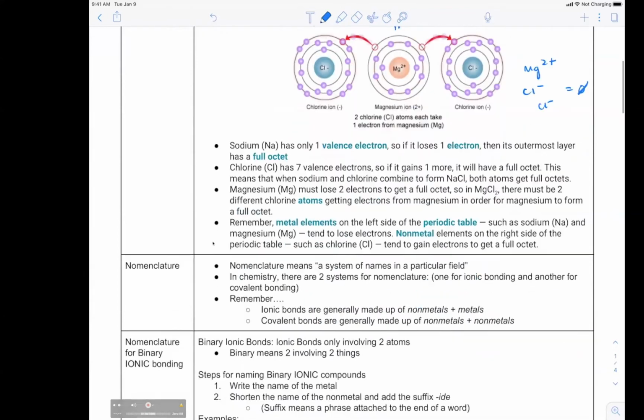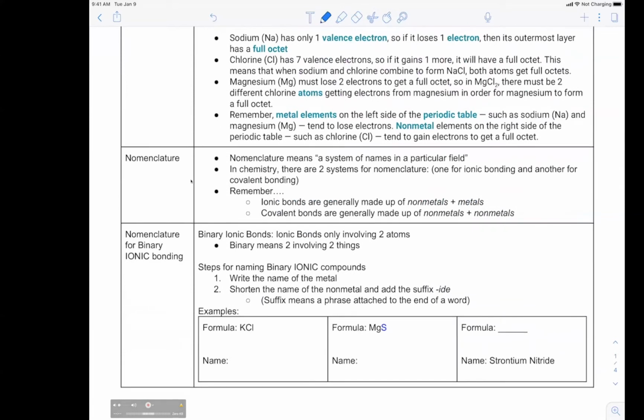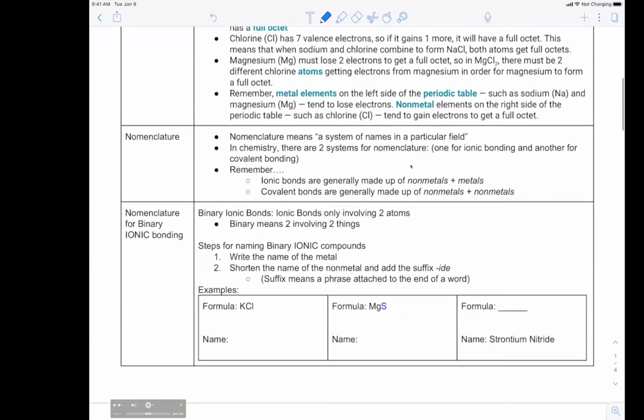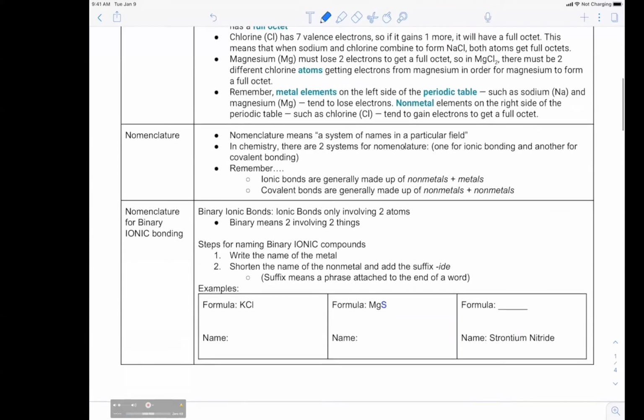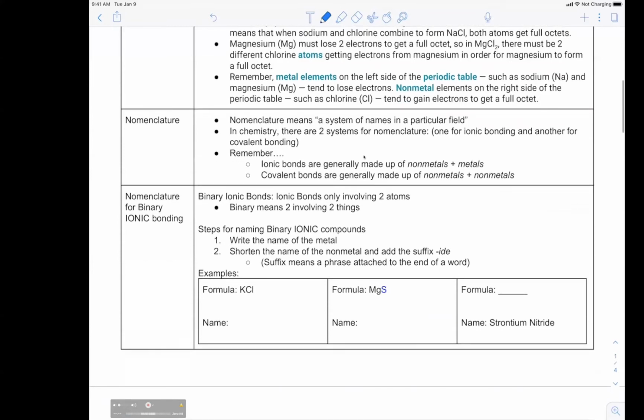Okay, so today we're talking about nomenclature. Now nomenclature just means a system of names. So in general chemistry, there are generally 2 systems of nomenclature that we go over. One of them is for ionic bonding, and the other one is for covalent bonding. If you get into organic chemistry, there's another system of names, but don't worry about that for now. Just focus on these 2 for today.